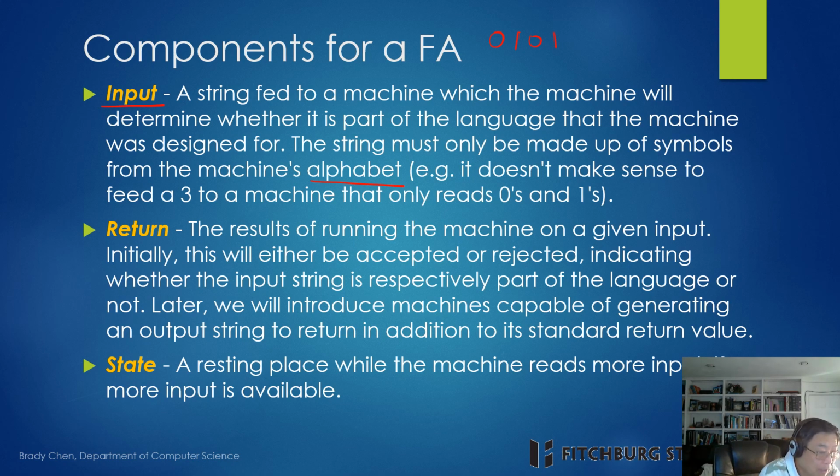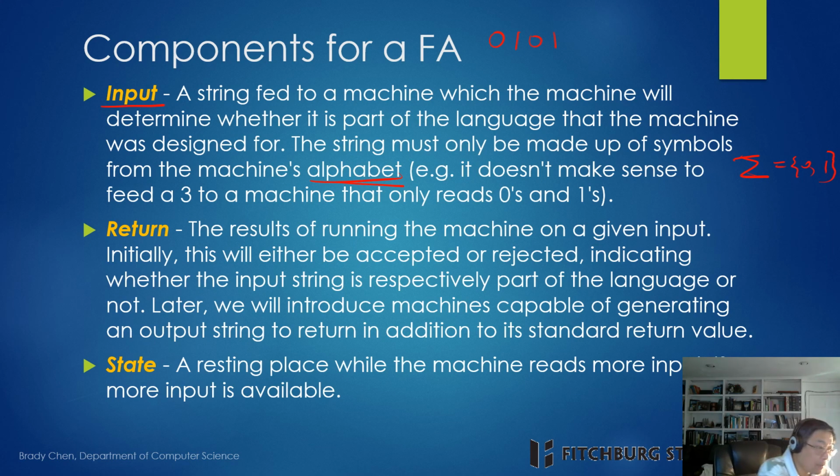That's one of the 5 tuples we talk about in the definition of finite automata, right? Normally we use sigma to represent this alphabet. Now the string must contain only the symbols from the sigma. So for example, if sigma contains 0, 1, then the string must be a sequence of 0 or 1.